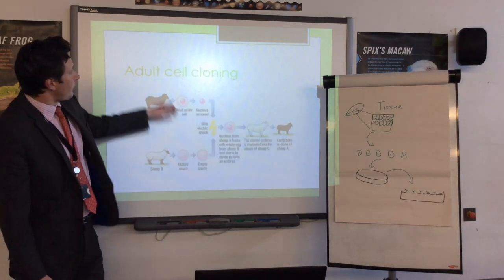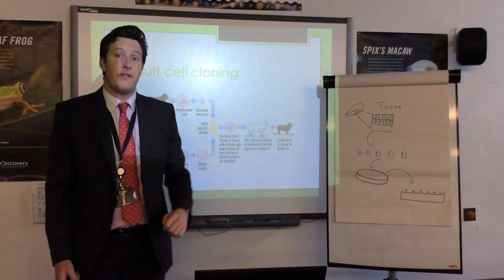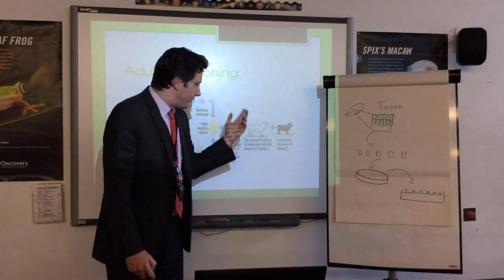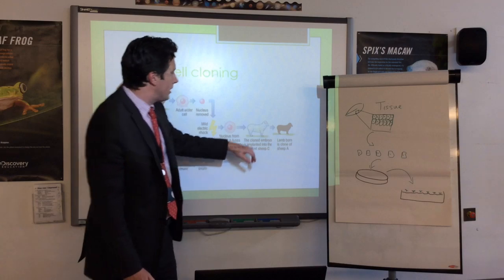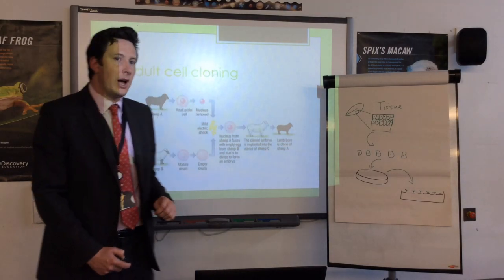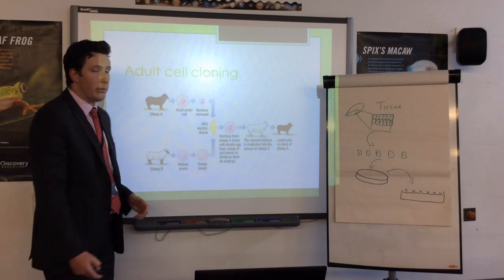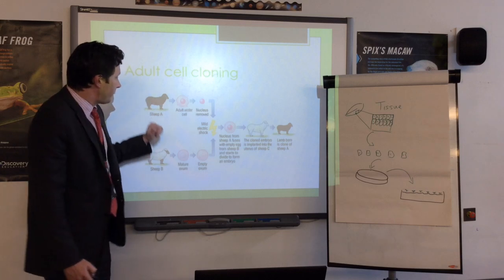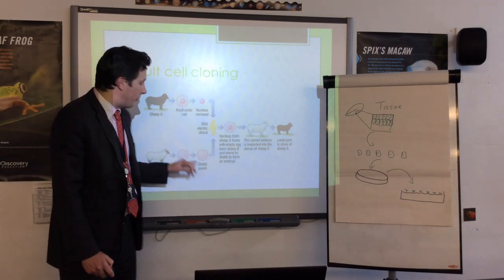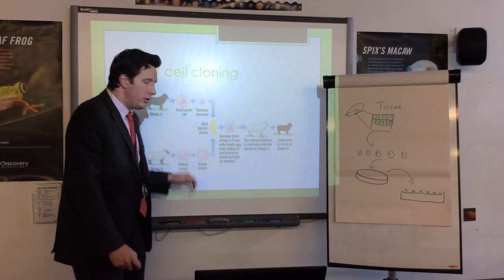This one, adult cell cloning, is slightly different. This does produce identical clones of a parent animal that you want to clone. They've done it a few times, but the main one that we talk about at GCSE Science was Dolly the sheep. That was the first big example of where they cloned a whole animal. What they do in this process is they take an egg cell, an ovum, from a healthy sheep, and they remove the nucleus.